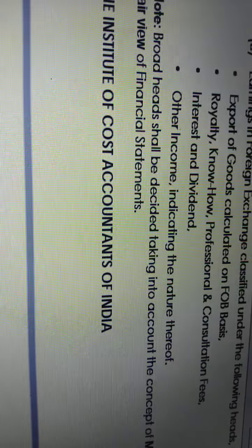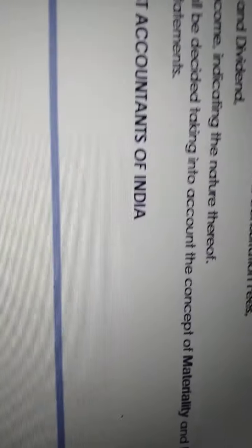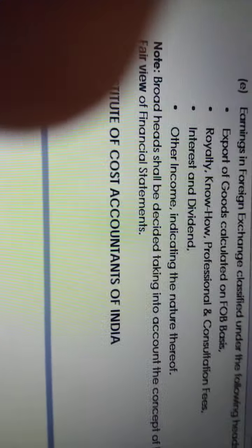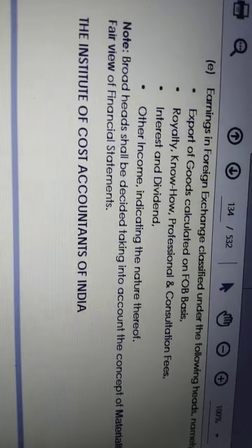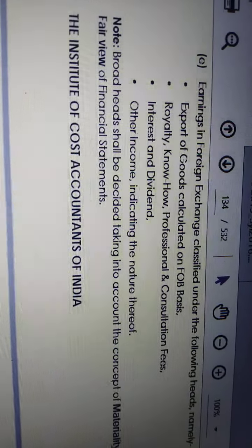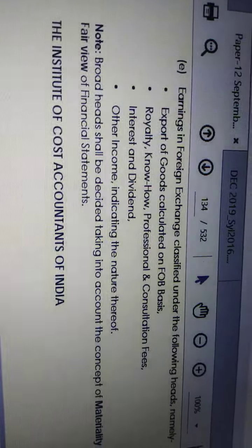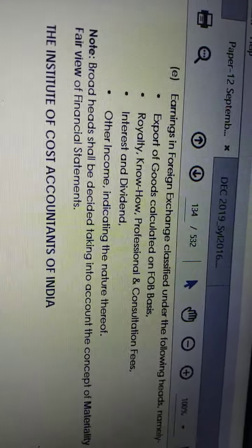This broad head shall be decided taking into account the concept of materiality and the presentation of a true and fair view of the financial statements. As a company, we have to decide how to present the notes to accounts, that is, the disclosures: how to disclose this information.